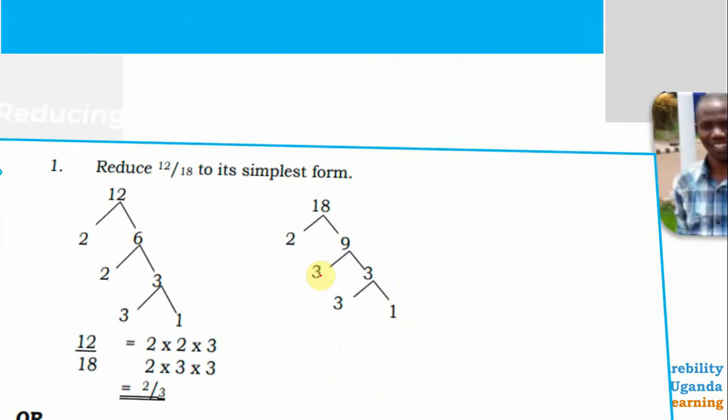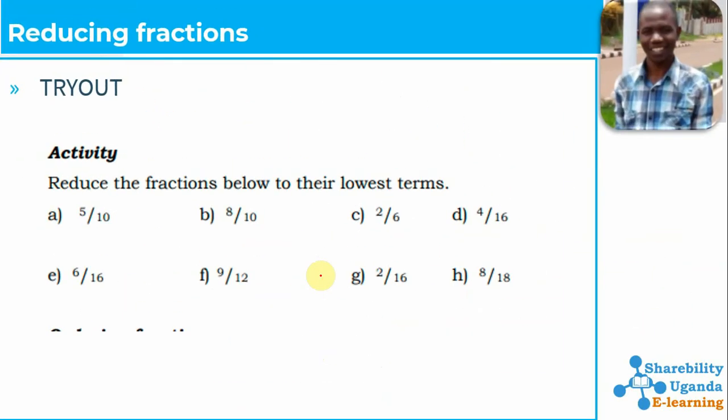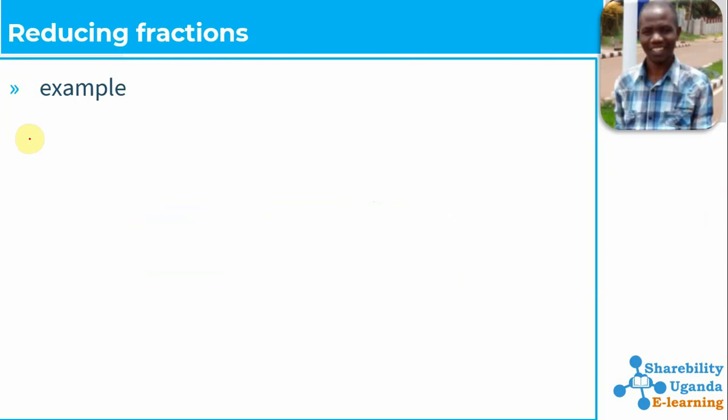Okay, let's also dive into some more examples or activities that have been given. They are saying our activity here, reduce 5 out of 10, that is our part A. Then our part B, they are telling us to reduce 8 out of 10. Let's start one by one and see how we complete them. We have 5 out of 10 as our part A.